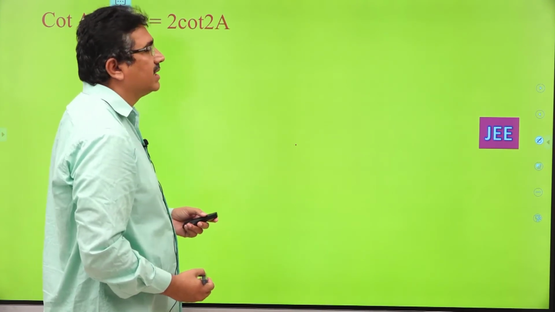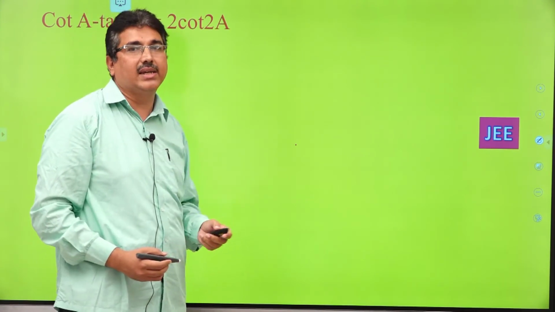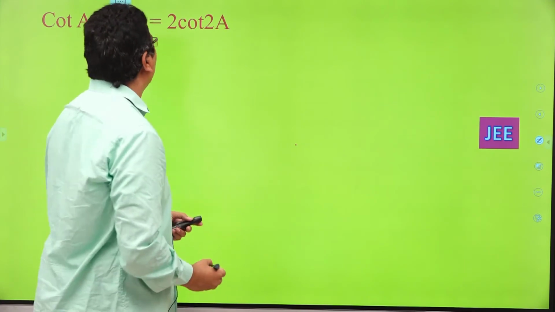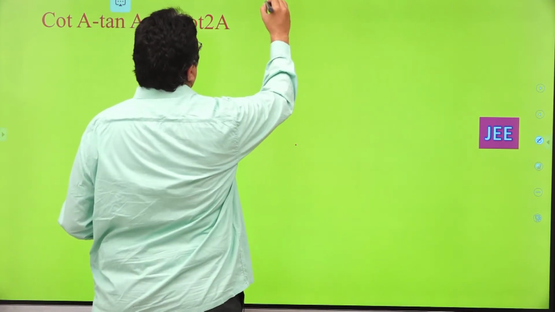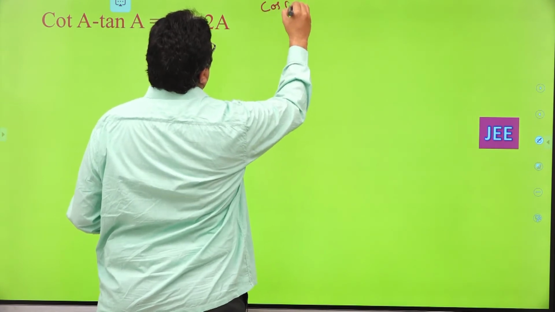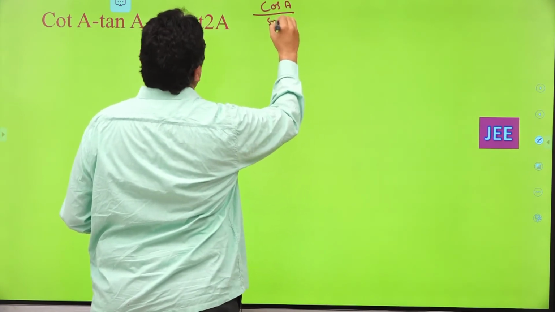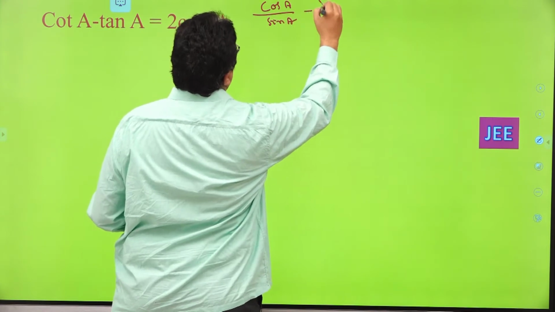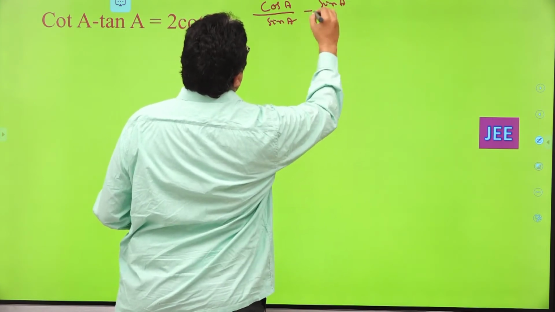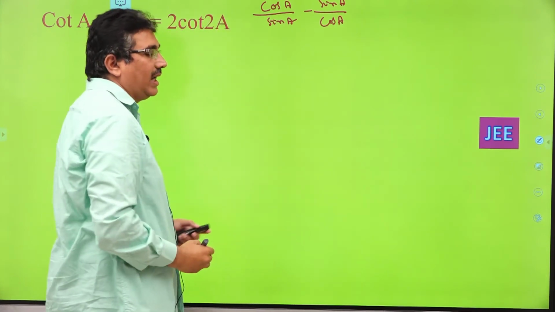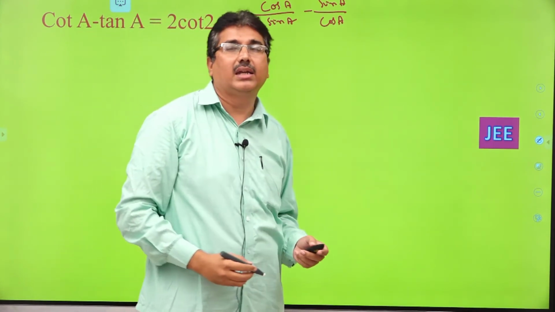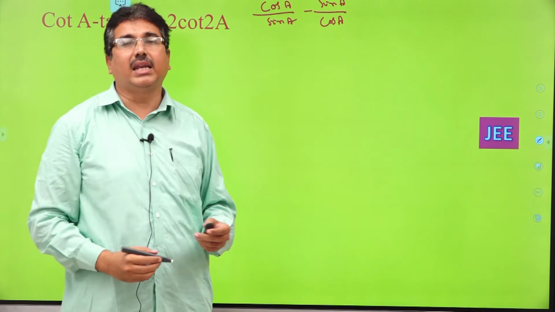Now, cot A minus tan A, that is equal to cot 2A, right? Cot A minus tan A is equal to cos A by sin A minus sin A by cos A. Now taking LCM, we have cos square A minus sin square A divided by sin A cos A.